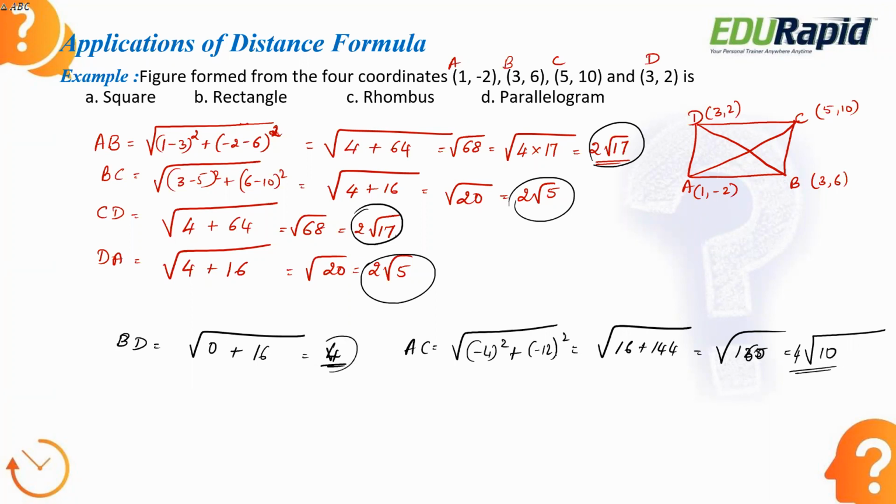So we observe that the diagonals are not the same. So in such a case, we call it a parallelogram. Okay. So you have to always check for the diagonals and then conclude your answer. So ABCD is a parallelogram. Right answer.